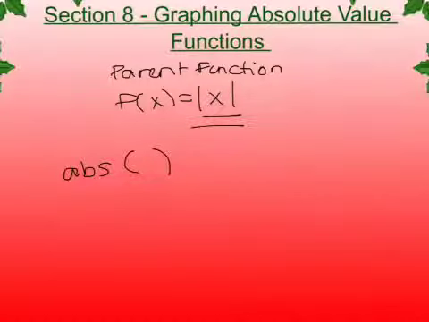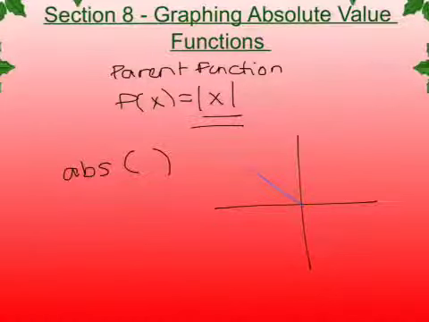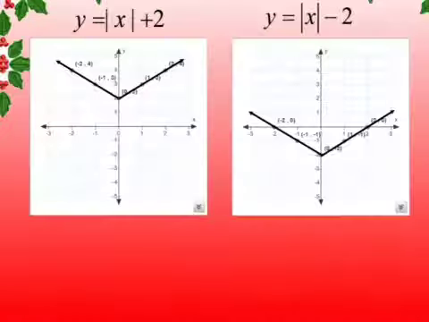Now, an absolute value function is always going to look like a V. It's always going to be that V shape. So you never want to only graph part of it, because then it's just going to look like a linear equation. You want to graph the positive and the negative x values. So you want to show that it's making that V shape.